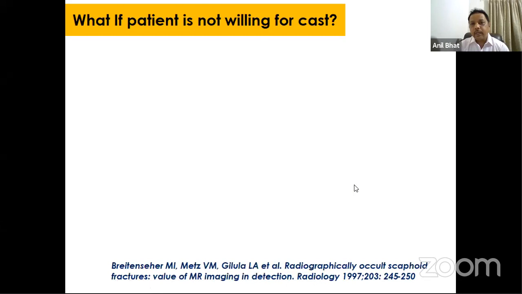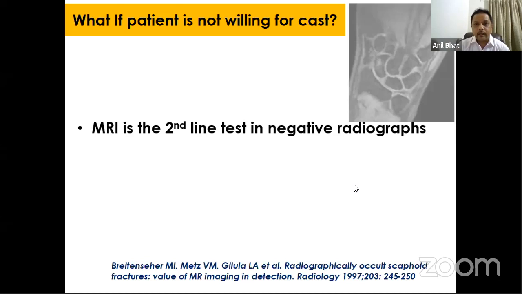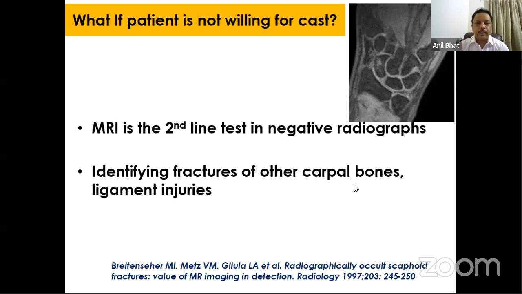And if the patient is not willing for the cast, he says, no, I don't want to be put on a cast, I don't want to wait for 2 weeks, can you get the diagnosis? Then the second line of investigation or imaging should always be an MRI. So in negative radiographs, the second line is always an MRI, because it picks up the marrow edema of the fracture with a low intensity signal if there's a fracture within 24 to 48 hours.